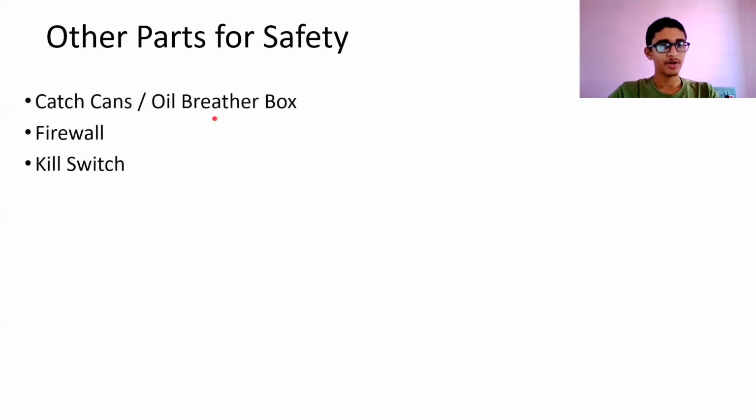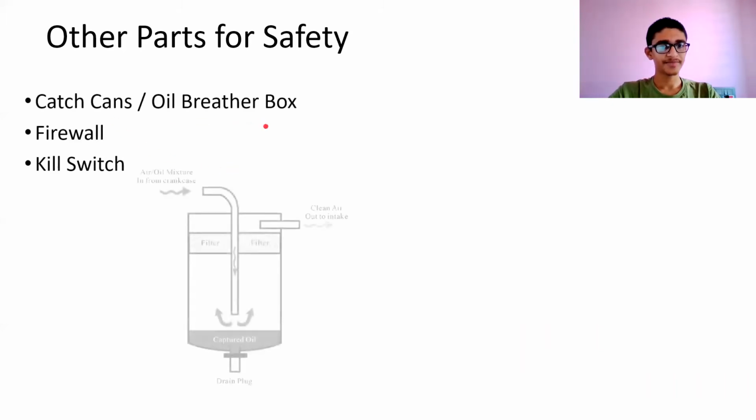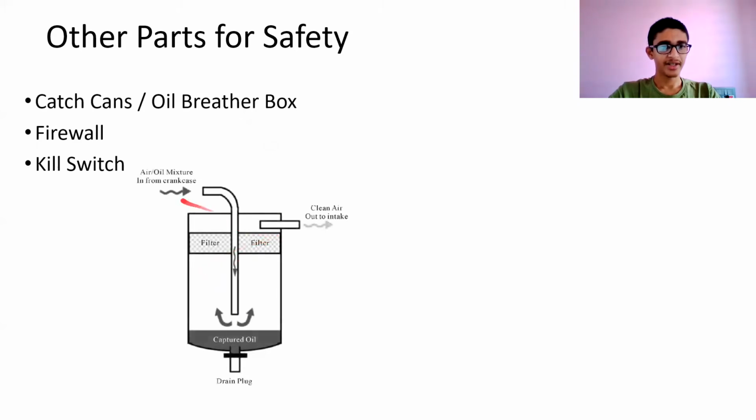Then we have catch cans, also called oil breather boxes. This is how it looks. They are just going to capture all the air, fumes or oil which is coming from the engine, and filter out the oil. We'll capture the oil inside my catch can, and whatever fumes were there will be cleaned and given out to the ambient.